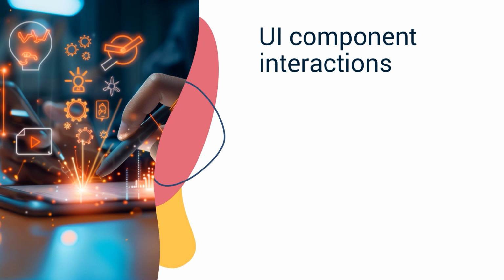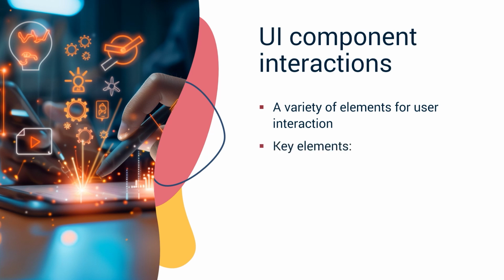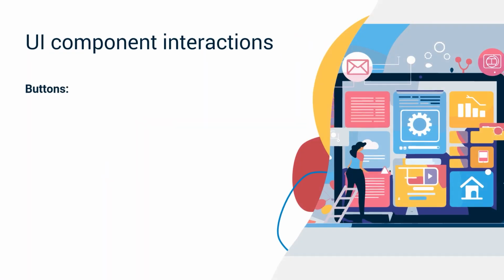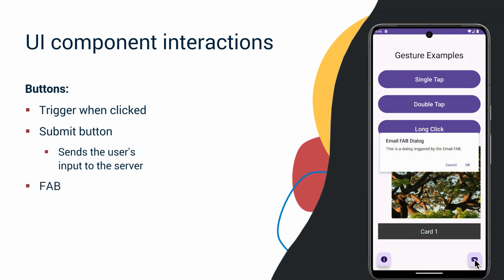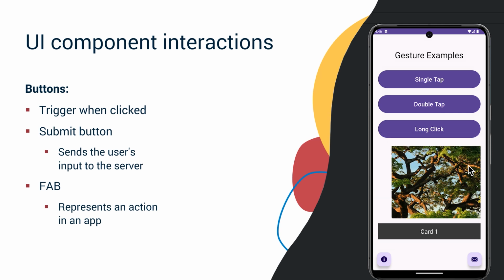Another important Android interaction includes UI components. These interactions include a variety of elements that users interact with in an Android application. The key elements include buttons, recycler views, and dialogues. Buttons are the most common UI elements that trigger when clicked, such as a Submit button, a button labeled Submit in a form that sends the user's input to the server, or Floating Action Button, or FAB, a round button usually located at the bottom right corner with an icon in the center representing its action, such as adding new items in a note-taking app.